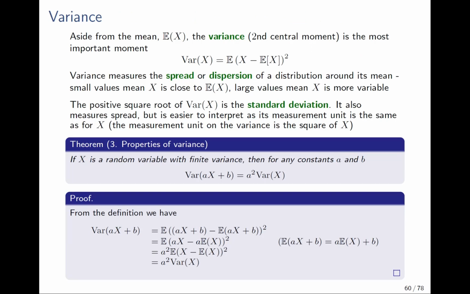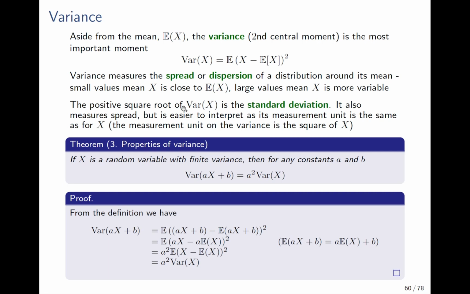Now, I said that the second central moment captures the variance, and this is a very important moment in statistics. It's talked about all the time, the variance. It has very important statistical properties that we're going to use. And the variance is defined by this expression here. As I said, it measures the spread or dispersion of a distribution around its mean, which means that small values of variance mean that x tends to be quite close to its expected value. The random variable x is closely packed around its expected value. Large values of variance mean that x is more variable. You'll find values of x further away from the expected value or the mean.